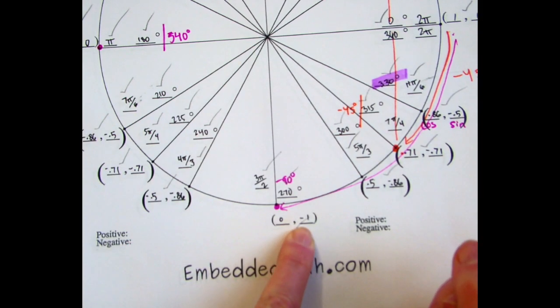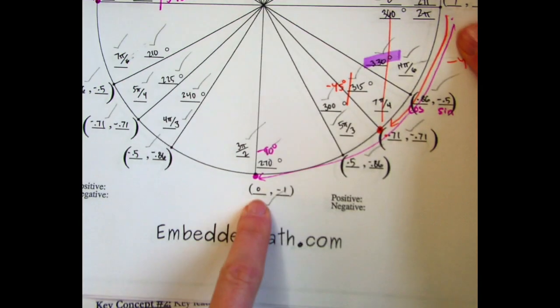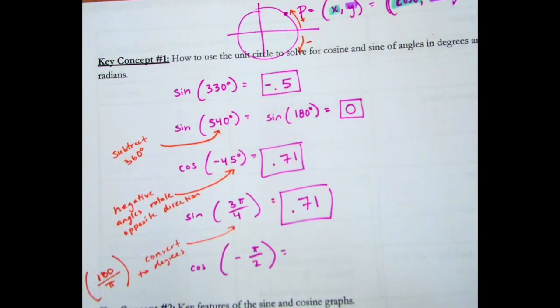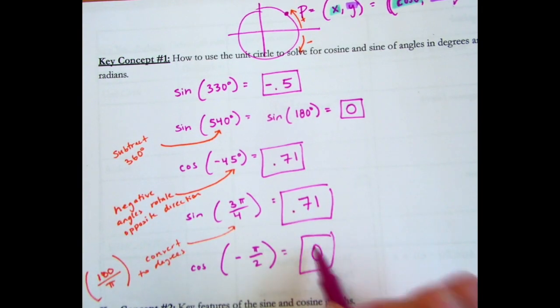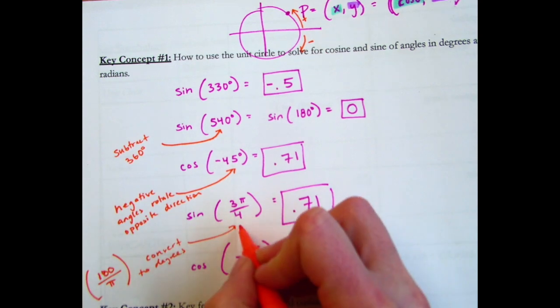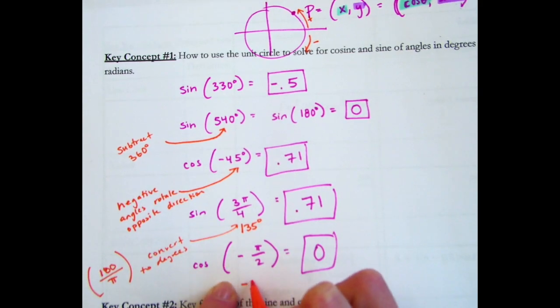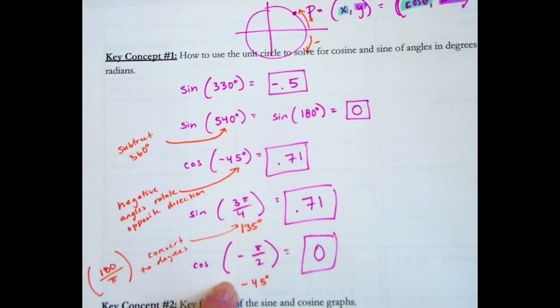So let's just write in here so we don't get confused. The sine of 3 pi over 4 was the same thing as the sine of 135, and cosine of negative pi over 2 is the same thing as the cosine of negative 90. All right, so that is a huge key part of this quest, just being able to find information on the unit circle and know what it all means.